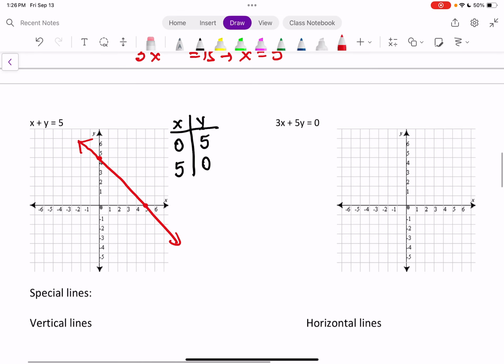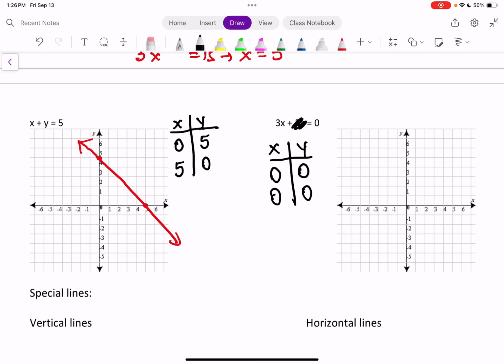The next problem is a bit tricky for this reason. Let's say I make x to be 0. Then what is y going to equal? So 3 times 0 is 0 for x. That's gone. I'm left with 5y equals 0. If I divide both sides by 5, check your calculator, but 0 divided by 5 is 0. If I go backwards and make y to be 0, guess what? The same thing happens to x.